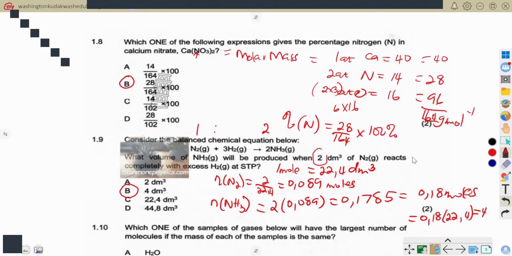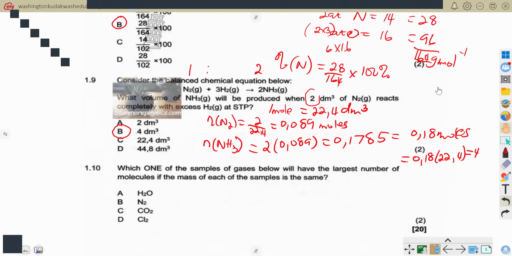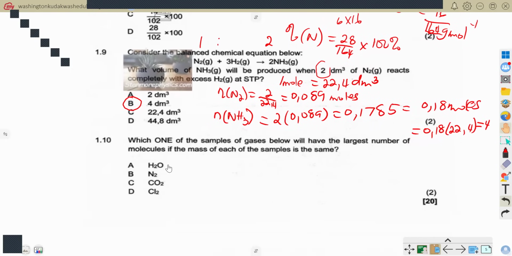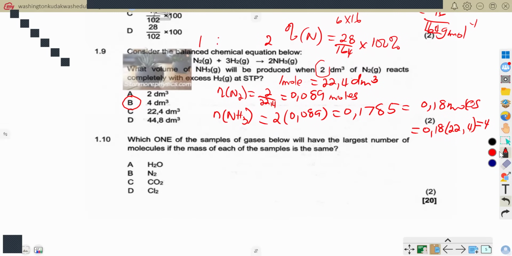Now let's go to question number 1.10, which is our final question when it comes to multiple choice questions. The question was saying, which one of the samples of gases below will have the largest number of molecules if the mass of each of the samples is the same? So we are told that the mass of these samples here is the same. So they want us to find the one with the largest number of molecules.